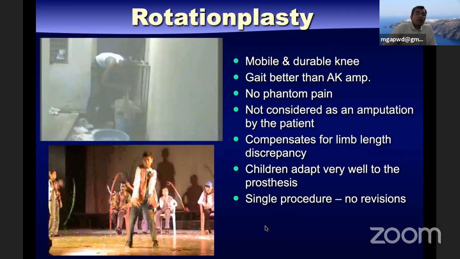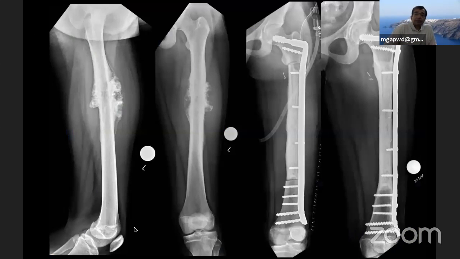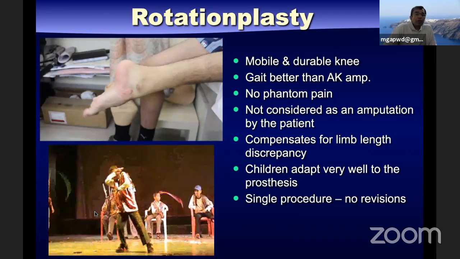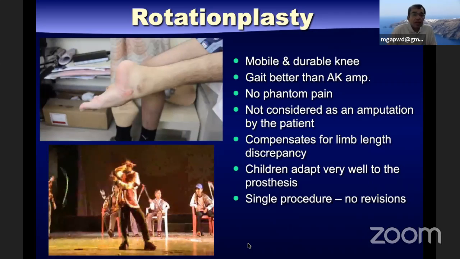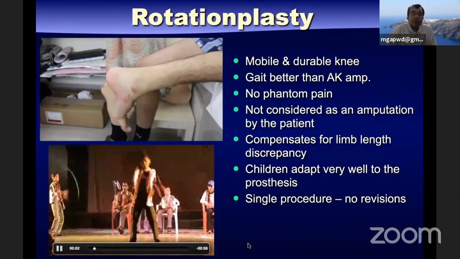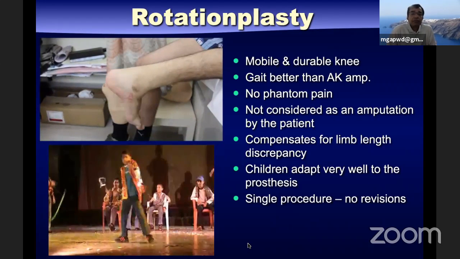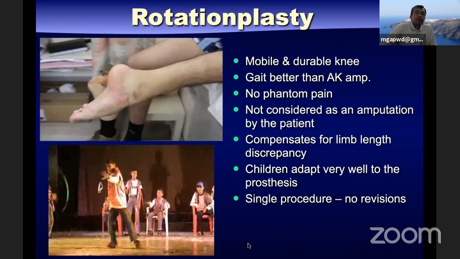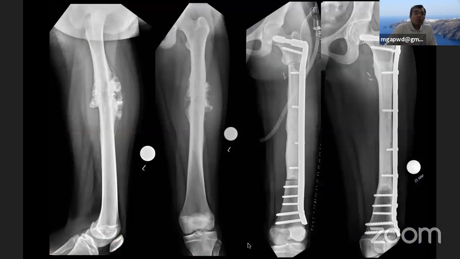And you can see even here, this particular patient was very fond of dancing, so he was actually able to give a stage performance. Children actually adapt very well to the prosthesis.